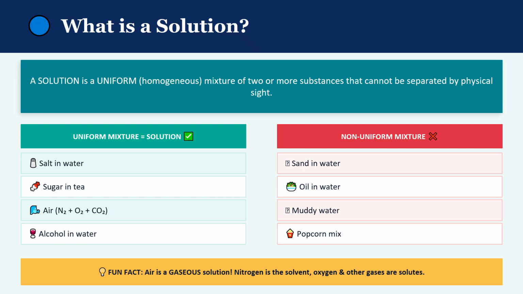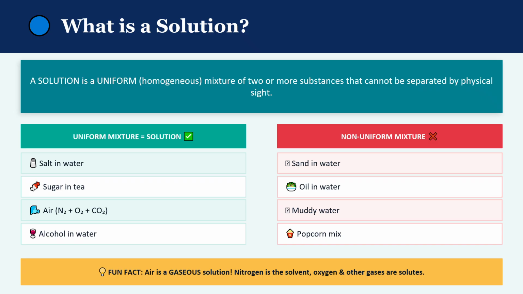In this chapter, we will learn about mixtures and solutions, solutes and solvents, concentration, solubility, and density. By the end of this lesson, you will start seeing science in your daily life everywhere. Let us begin with a simple question.